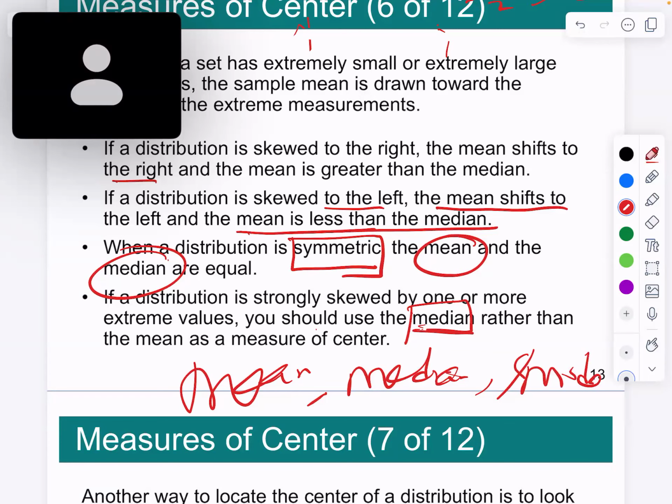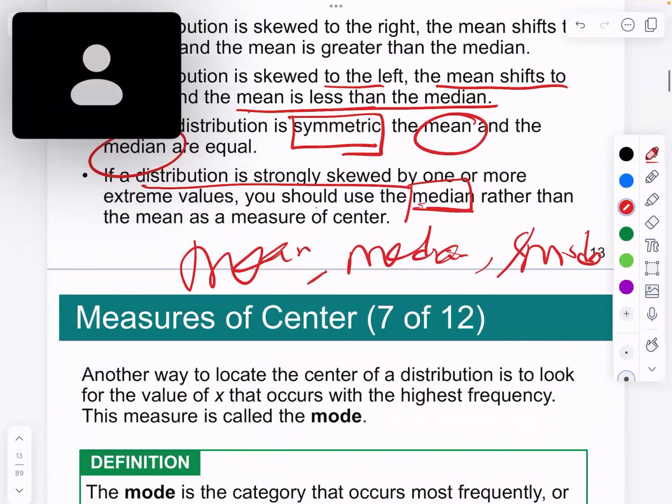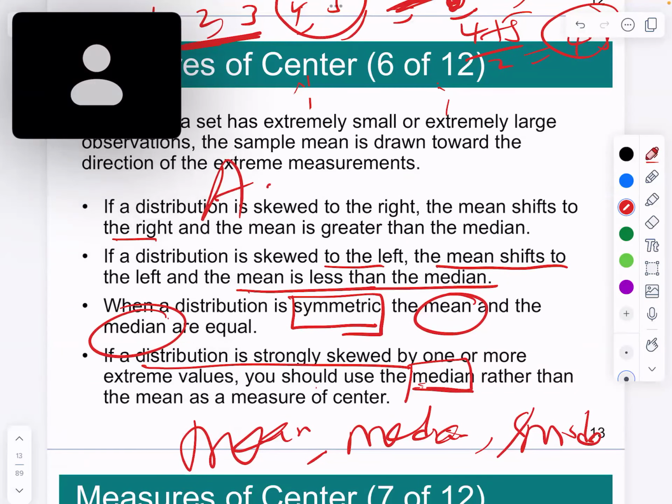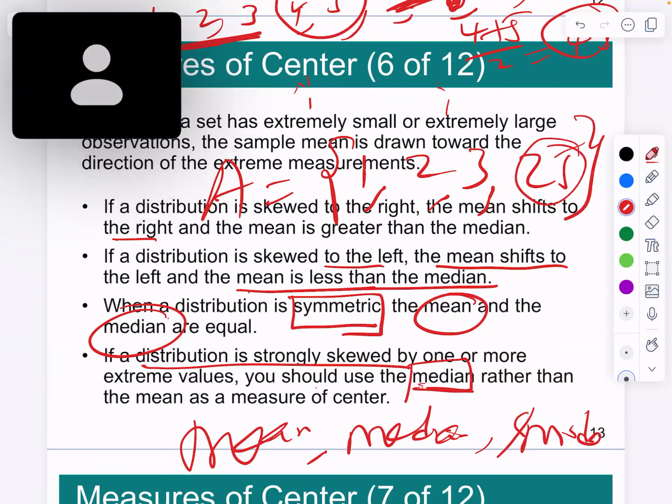Central tendency. If you have a distribution that is strongly skewed by one or more extreme values, for instance, a set like 1, 2, 3, 25, with very big numbers, it is more appropriate to use the median. I'm telling you, it is more appropriate.